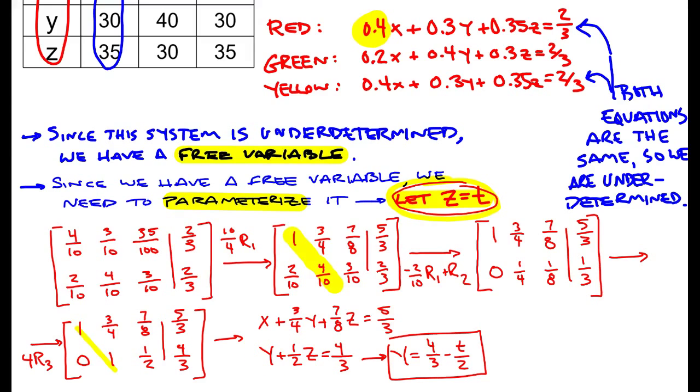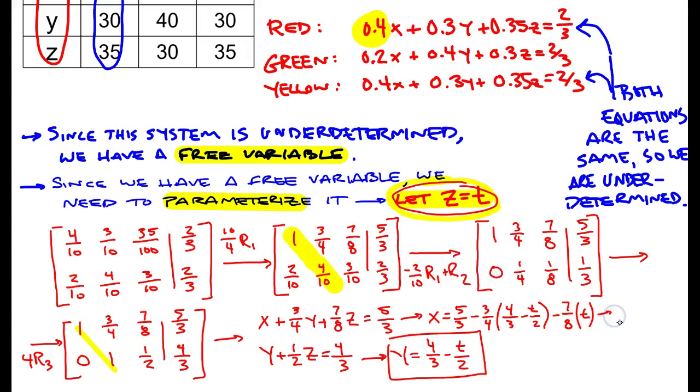Next thing I'm going to do is solve for x. This is going to give me x equals, and I'm going to write this one out in a little bit longer form because there's a little bit more to it. I'm going to have 5/3 minus 3/4 times y, which is 4/3 minus t over 2, minus 7/8 times z, which is t.